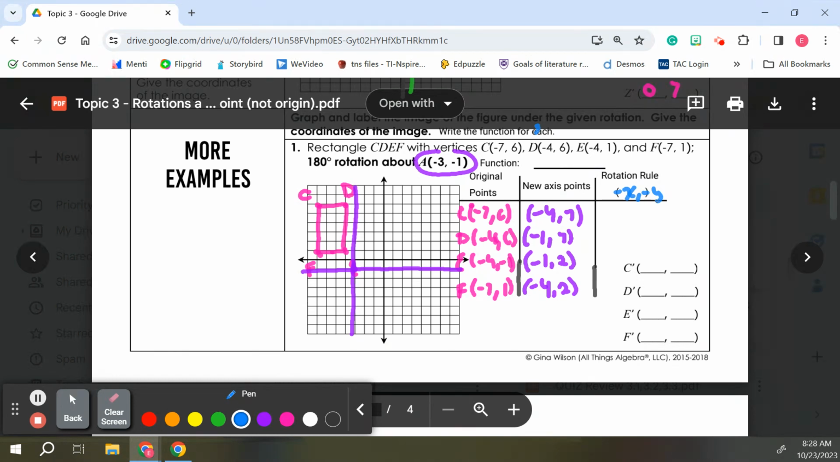And now I'm going to apply that. So in this case, it's going to be 4, -7. I'm going to have 1, -7. Going to have 1, -2. And I'm going to have 4, -2.